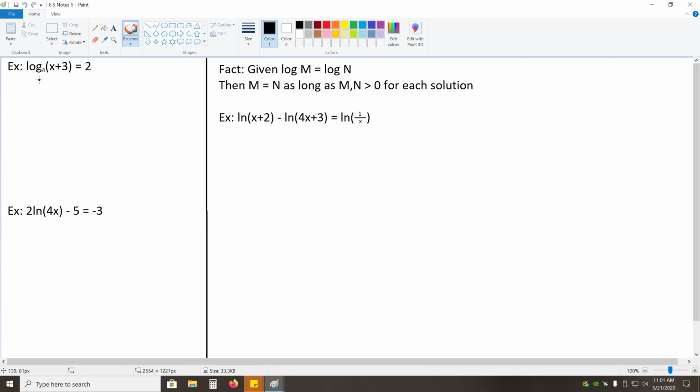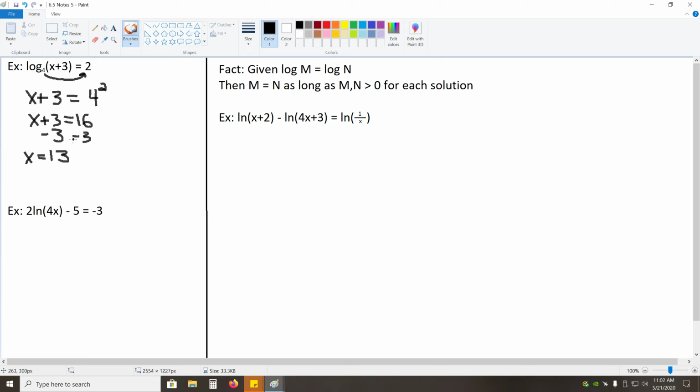We have log base 4 of x plus 3 equals 2. So the first thing we need to do here is isolate the log. That's already done for us. We just have log base 4 on the left. So to get rid of this log, remember we move the base to the other side of the equation, which gives us x plus 3 equals 4 squared, which means x plus 3 equals 16. And now solving for x, we'll subtract 3 from each side to get x equals 13.